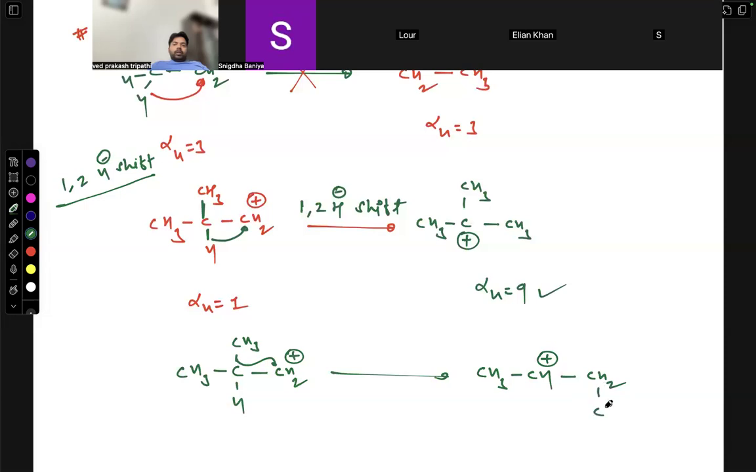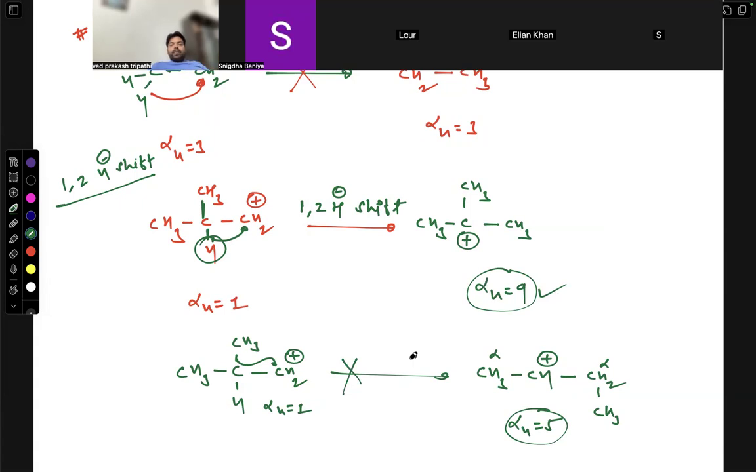Now this CH2 is bonded to CH3. How many alpha H here? Tell me. This is alpha, 3 to 5. And how many alpha H here? At this moment, 1. So if you compare by the hydride shift, my alpha hydrogen is 9, but methyl shift produces 5. So hydride shift would be faster than the methyl because we have higher stability by the hydride shift. So methyl shift would not be possible for this.